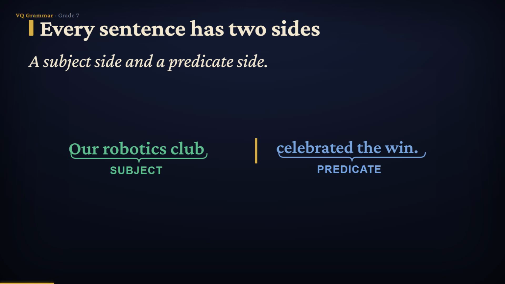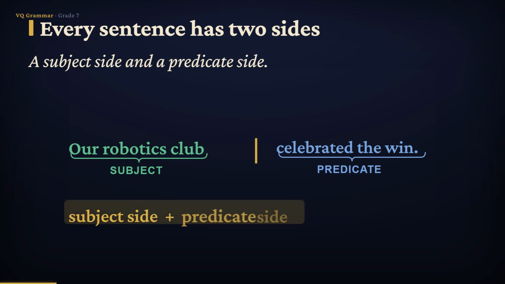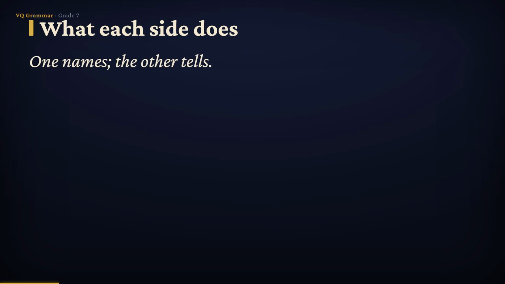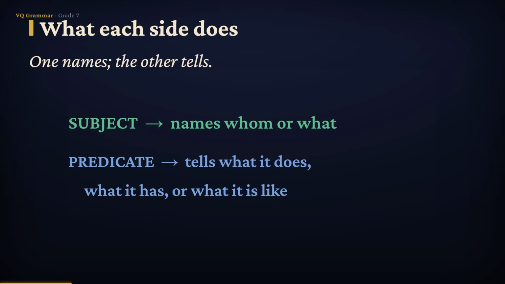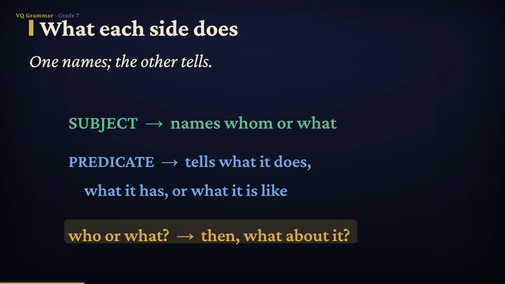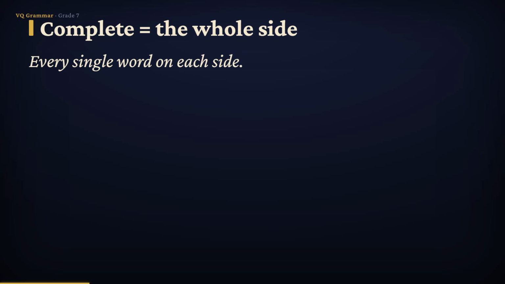Almost every sentence you read is built this same way. Two sides snap together. So what job does each side do? The subject names whom or what the sentence is about. In our example, the sentence is about our robotics club, so that's the subject. The predicate tells what the subject does, what it has, or what it is like. Our club celebrated, so that whole part is the predicate. An easy way to remember it, the subject answers who or what, and then the predicate tells you what about it.